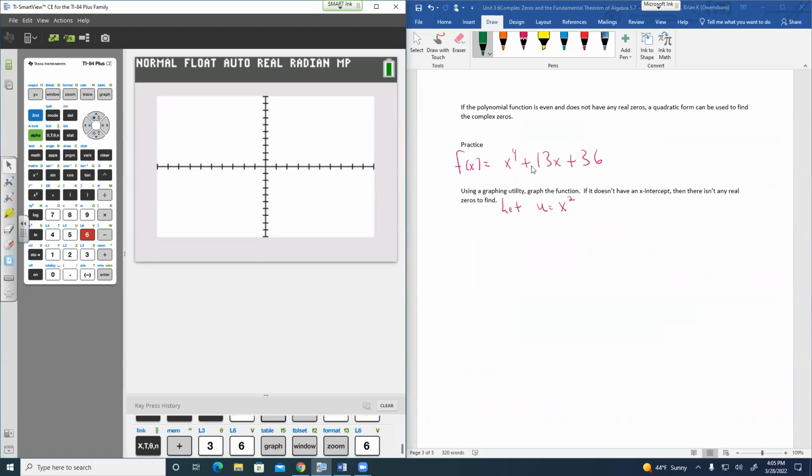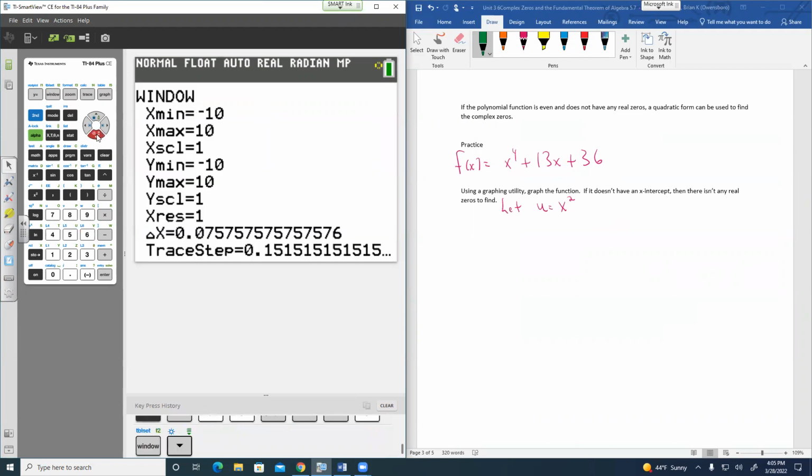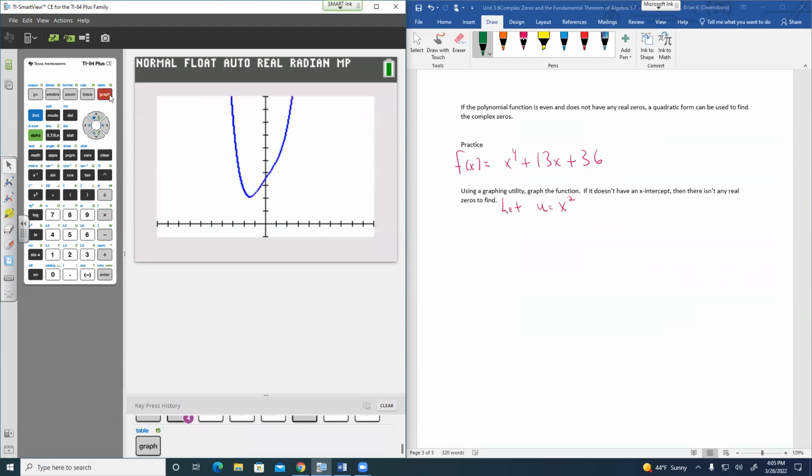So notice how the y-intercept would actually be 36. So I know I need to go up past 36 anyway. So let's change the window where the y max is, say, maybe 100 or something. If I do that, let's change our scale to go by 10, so there's not a ton of tick marks. If I hit the graph button again, notice how we get this function here. It kind of takes on this look. Okay.